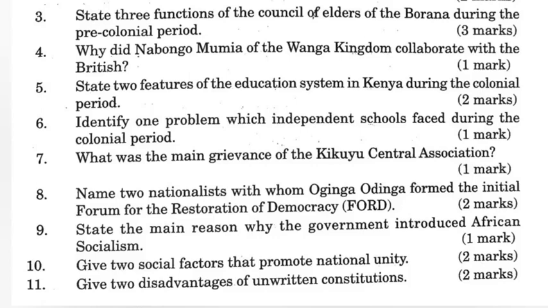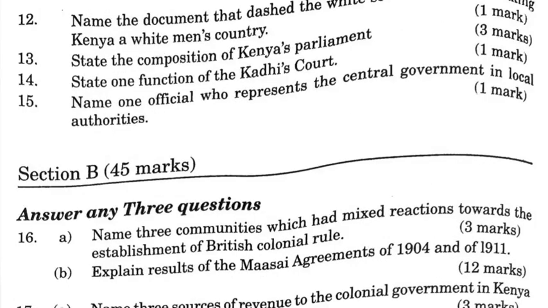Question 11. Give 2 disadvantages of unwritten constitutions: they can easily be manipulated by those in power to satisfy their interest. Court cases take too long to be completed because legal information is sourced from many sources.